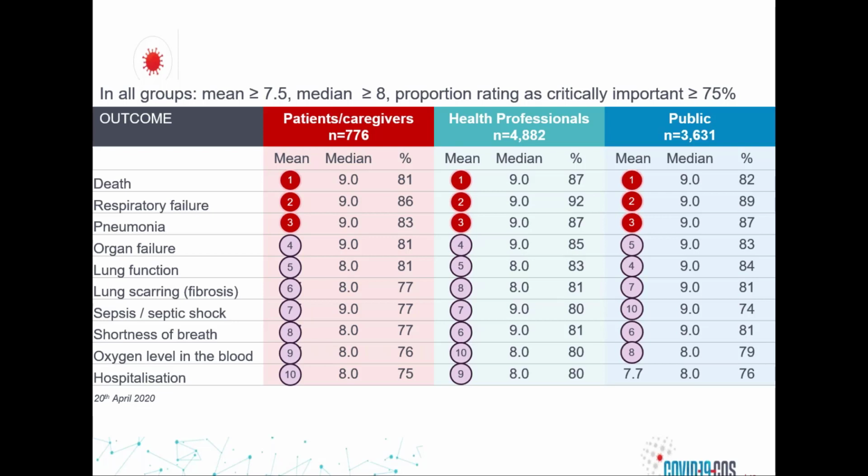So we calculated the mean scores, the median scores, and the proportion of people who rated the outcome to be critically important. Interestingly, there was very strong consensus across the 3 groups: the patients' caregivers, the health professionals, and the public. The top rated outcomes, I'll just read the first 5, were death, respiratory failure, pneumonia, organ failure, and lung function. So the top rated outcomes were similar across the 3 groups. Next slide.